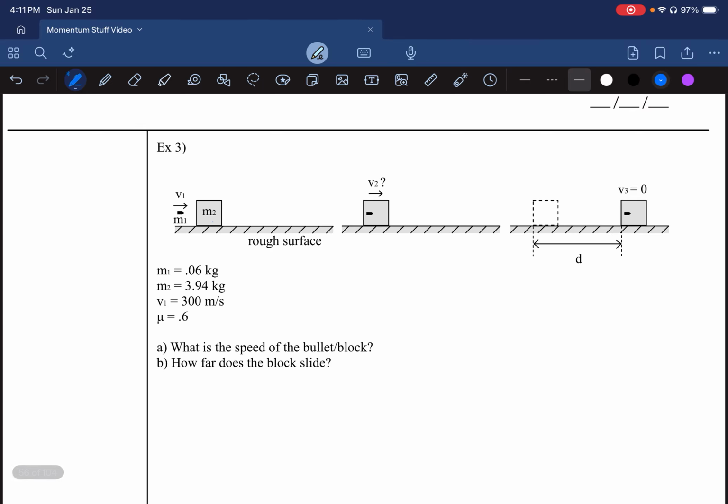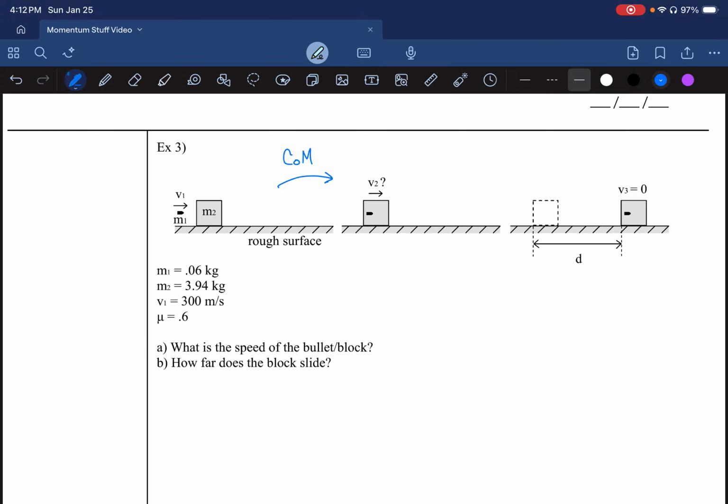Okay, bullet, block, M1, M2, bullet, the velocity is V1. It's going to collide with and embed itself into the block. Together they move with a new velocity V2. So of course that's just conservation of momentum. Now this is a rough surface, so now the block will move from this point to this point across a distance d and end up with 0 velocity. What do we want to know? We want to know what is the speed of the bullet block and how far does the block slide.